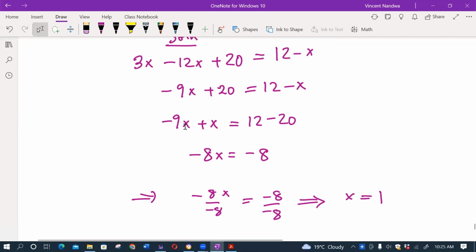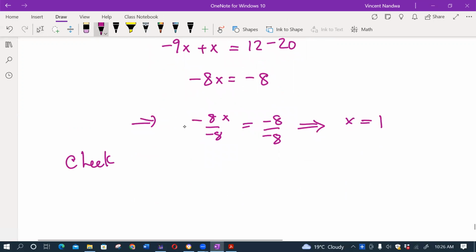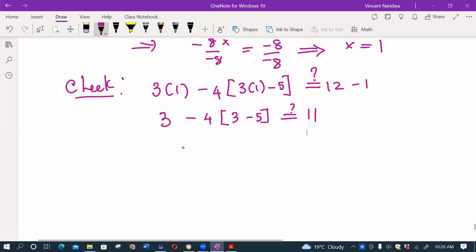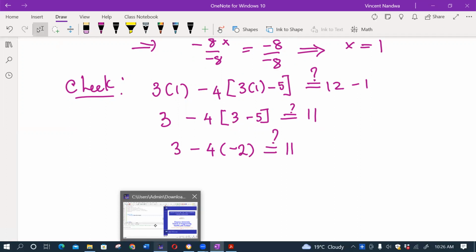And then we can confirm that solution. So a quick check means we replace where there's x by the answer we have, 1, to see whether the sides agree. So we'll have 3 times 1, minus 4 into 3 times 1, minus 5. We check whether this is going to give us 12 minus 1. So we'll have 3 minus 4 into 3 by 1 is 3 minus 5. We check whether this is going to give us 11. So 3 minus 4, 3 minus 5 is minus 2. We check whether that reduces to 11.